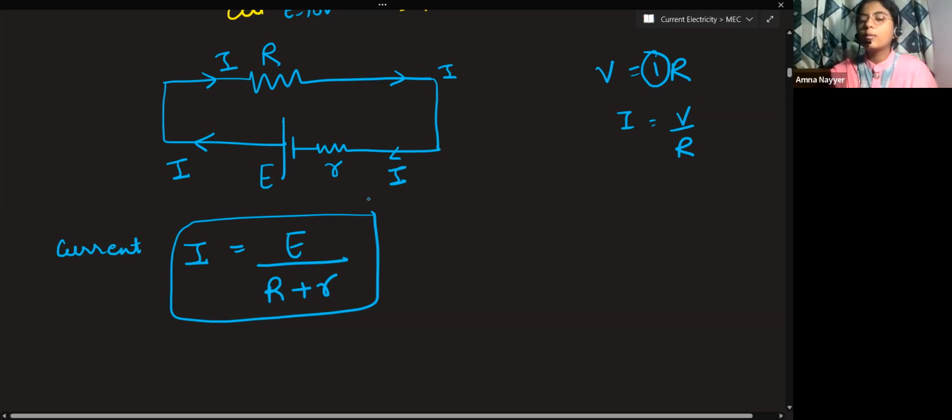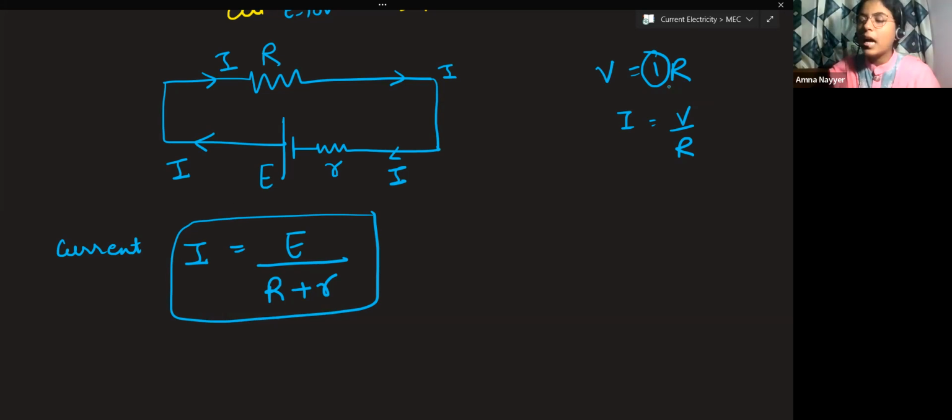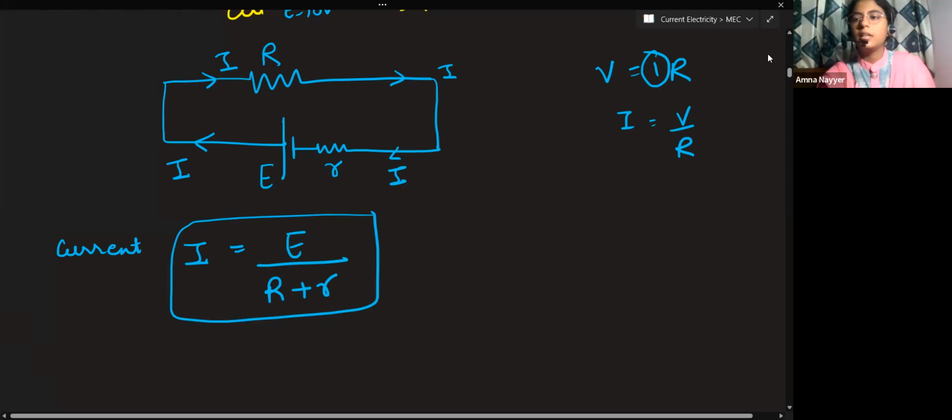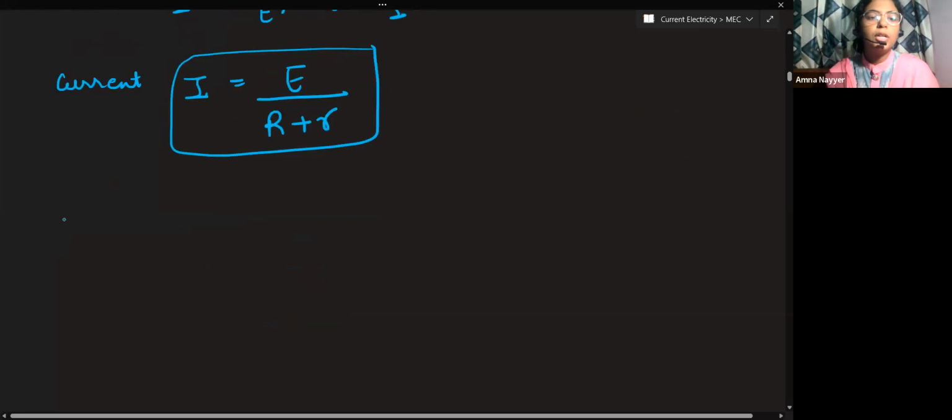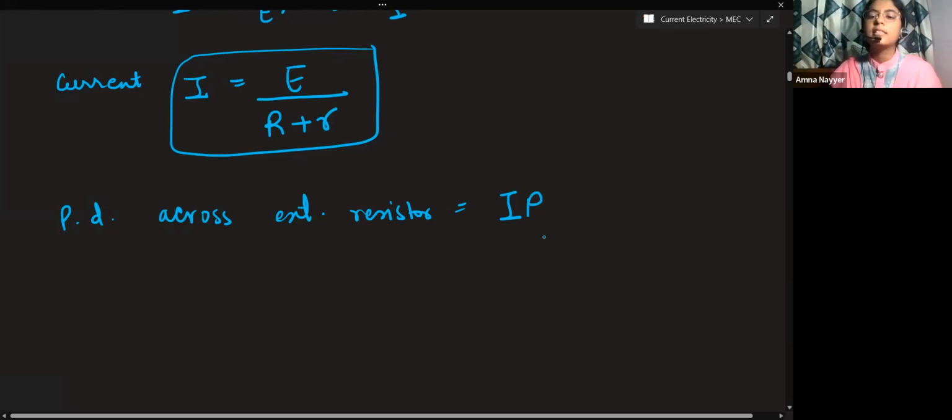Now, if you have to calculate the potential difference across the external resistor, so potential difference is what? IR. Let me write it. Potential difference across the external resistor: current is I, the resistance of the external resistor is capital R. If you have to calculate the potential difference across the internal resistor, it will be current multiplied by the internal resistance, that is small r. In this manner, you can calculate.